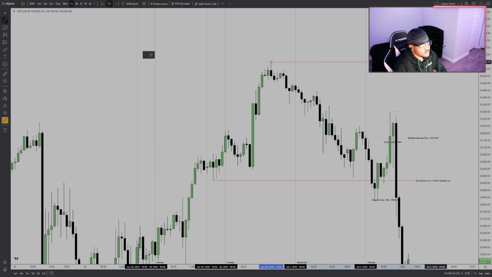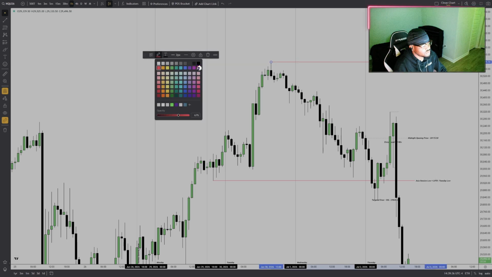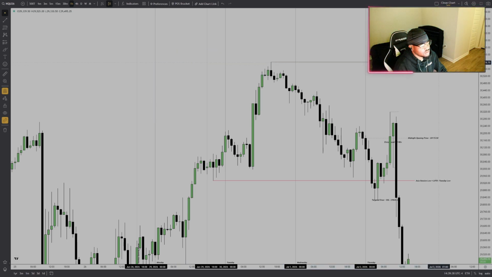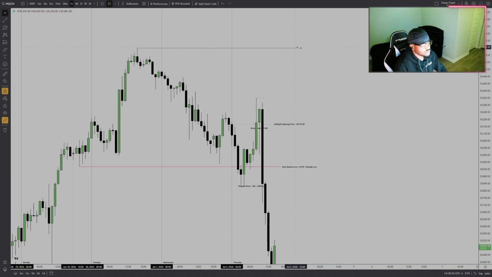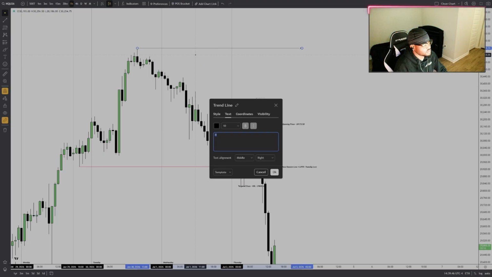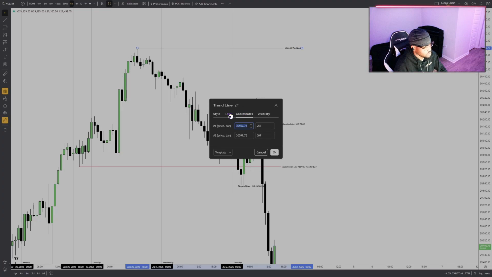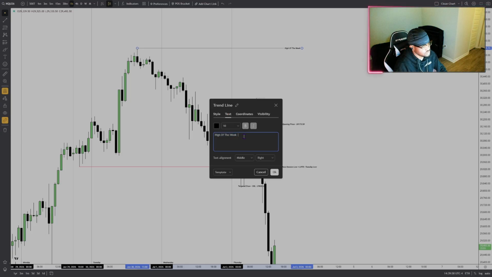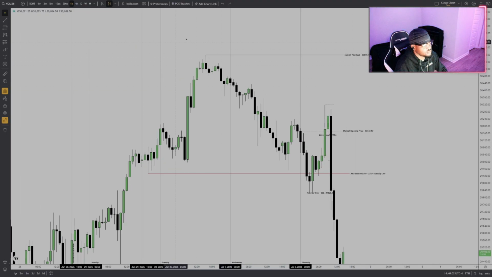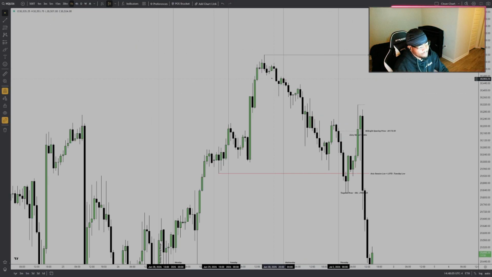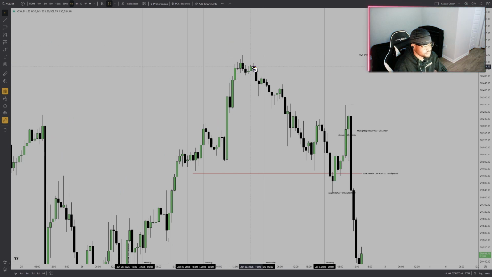We end up forming the high of the week up here. Make this level black. Make sure the camera is not in the way so you can see everything. High of the week at 30,599.75. And the market has never come to this level for the current week.